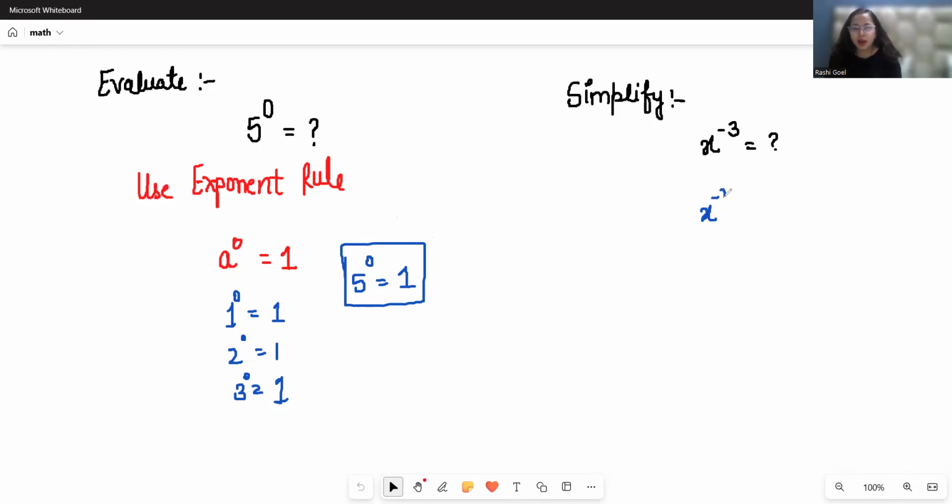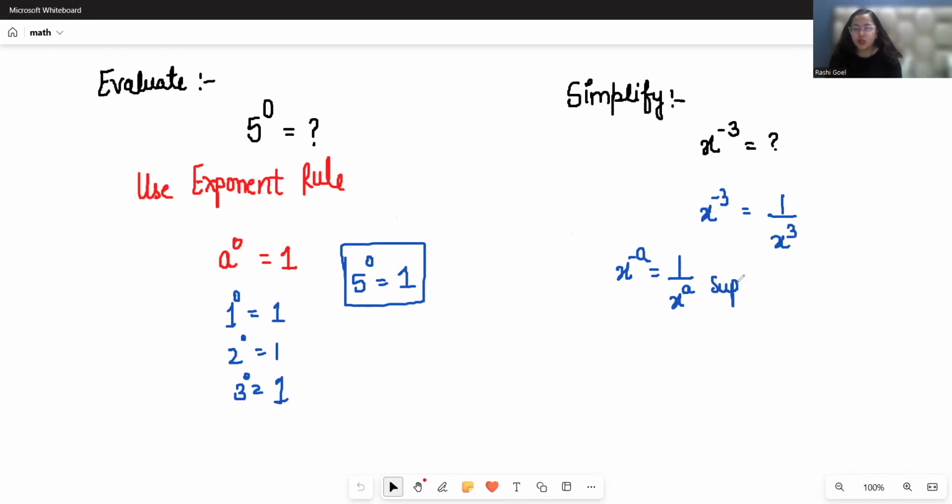Now let's simplify the negative exponent. So x power minus 3 is, according to the exponent rule, x power minus a is equal to 1 by x power a. That means to convert any power into positive, you have to take the reciprocal. So x power minus 3 is 1 by x power 3.